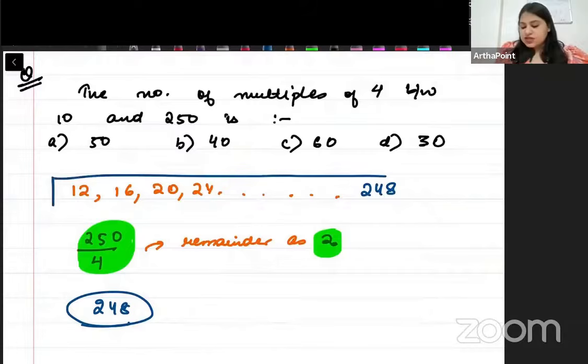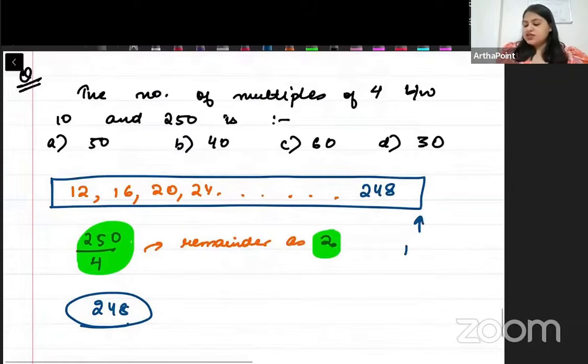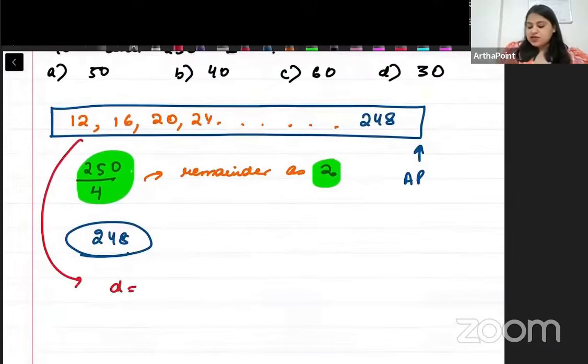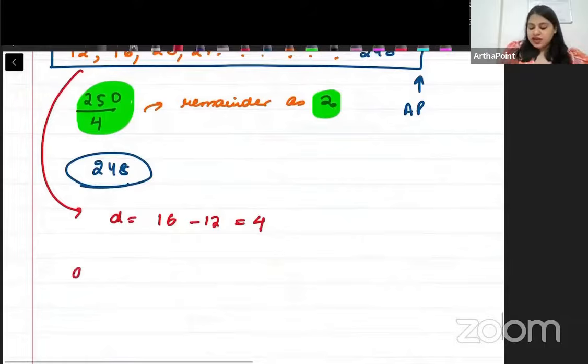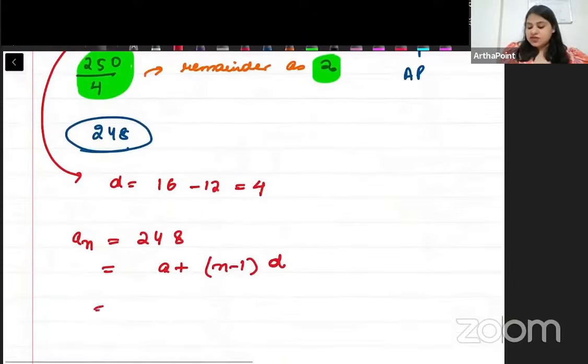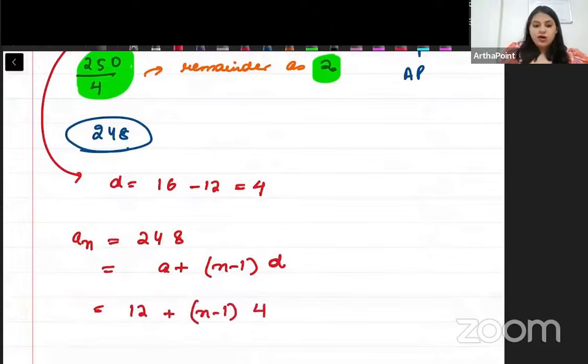Now this series is in AP. The common difference is 16 minus 12, which is 4. The common difference is 4 because these are multiples of 4. So beta, now I know that the last number, An, is 248. And An is given by a plus (n minus 1) into d. The first number of the series is 12, n I don't know, the common difference is 4, and the last number is 248.